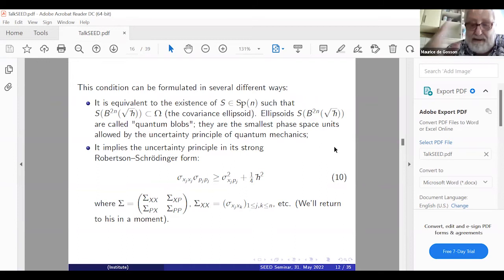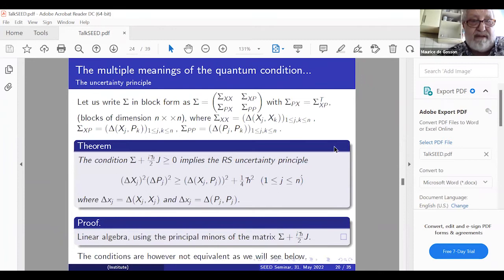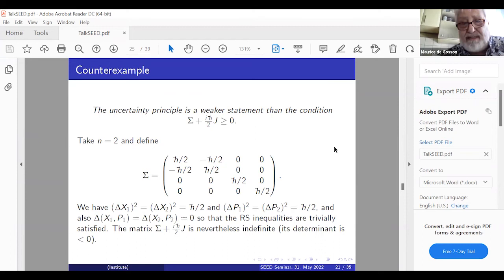However, these Gaussian-Schrödinger inequalities are not sufficient to answer this. Wait a minute, I'll go just a little bit forward. Here's an example. Say that the uncertainty principle is a weaker statement than the condition sigma plus i h bar over 2 J positive. Easy to find a counterexample here.